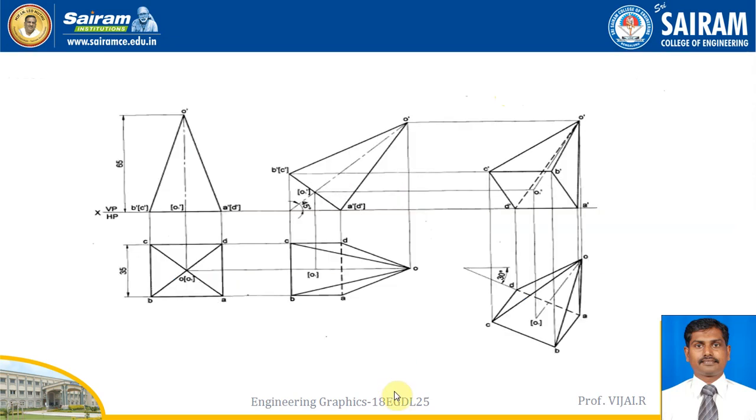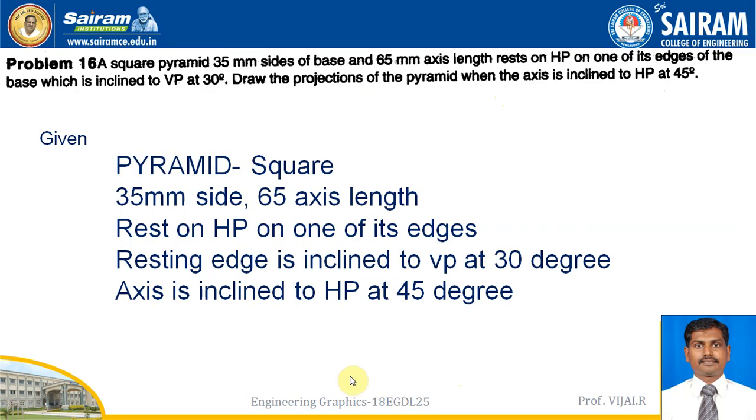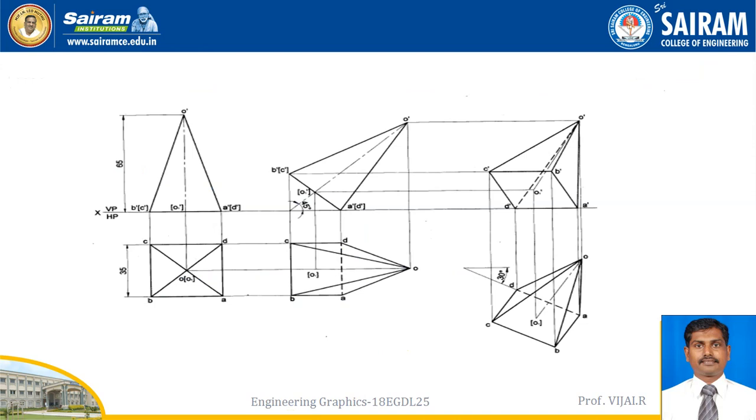So the edge is inclined, the axis is inclined to HP at 45 degree, the edge is inclined to VP. So the resting edge is inclined, the axis is inclined. This is the first type, like the prism was. So for the pyramid edge position, draw this inclined to HP, you will get the top view.